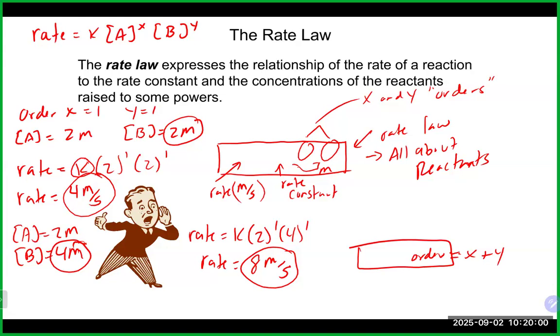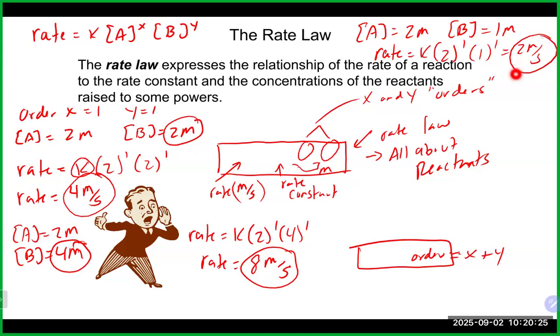Now, let's just say 4 molar per second is way too fast for me, right? So maybe I want to slow this down. I play with the concentrations, and on the next one, I go with A at 2 molar and B at 1 molar, right? So now when I put it in there, I get a rate equal to K, 2 and 1 to the 1, which is now 2 molar per second. I cut the concentration of B in half, and my rate actually dropped from the original one by half as well, right?